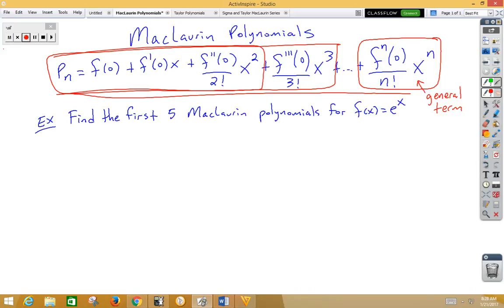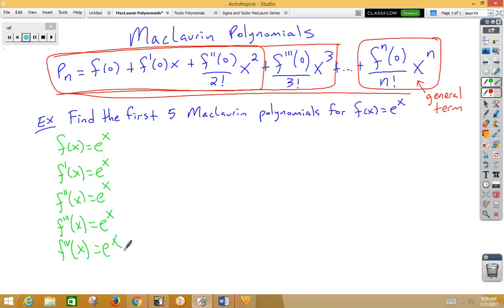To start off with, you start with your function f of x is e to the x, and you take a series of derivatives. Since we want the first 5 terms, let's take a look at the first derivative, which is e to the x, the second derivative, which is e to the x, the third derivative, which is of course e to the x, the fourth derivative, which of course is e to the x. Now notice we have 1, 2, 3, 4, 5 terms, so that will get us out to the first 5 Maclaurin polynomials.